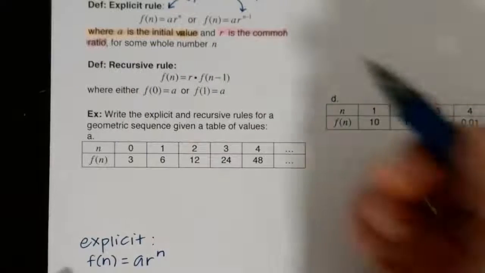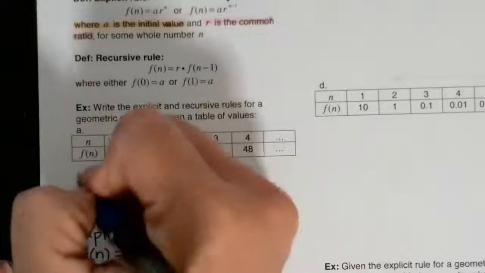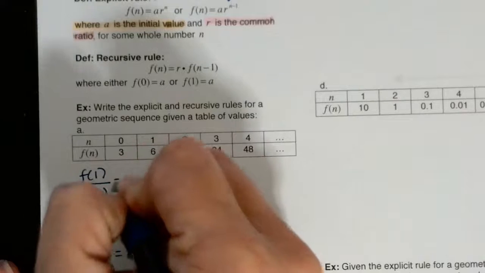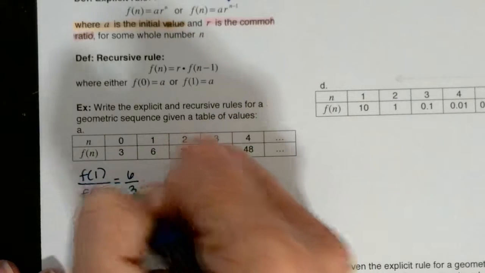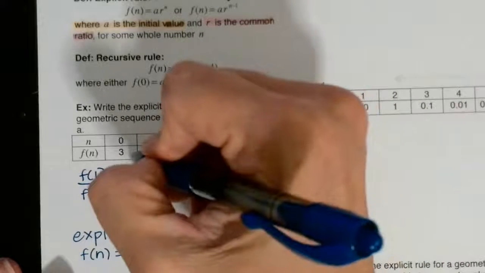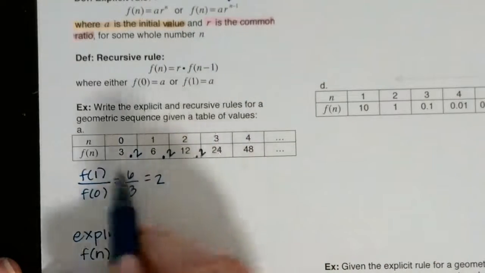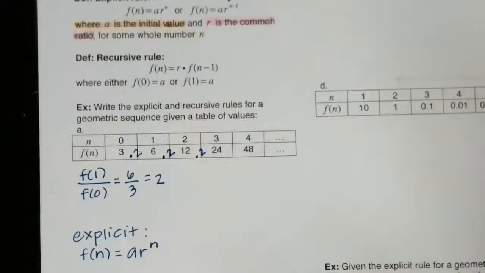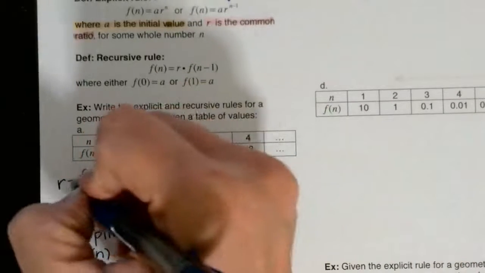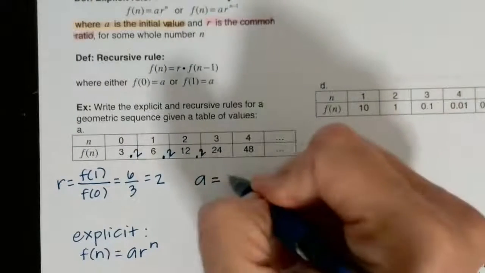Okay. So in order to find r, I already told you guys there's two ways. You either take the term and divide it by its previous term. So 6 divided by 3, which equals 2. Or, because you guys are so good, you notice the pattern. Times 2, times 2, times 2. This is the pattern of multiplying by 2, so that's r. Okay? So what's our r value? R equals 2, and what's our initial value? It has a value of 3.